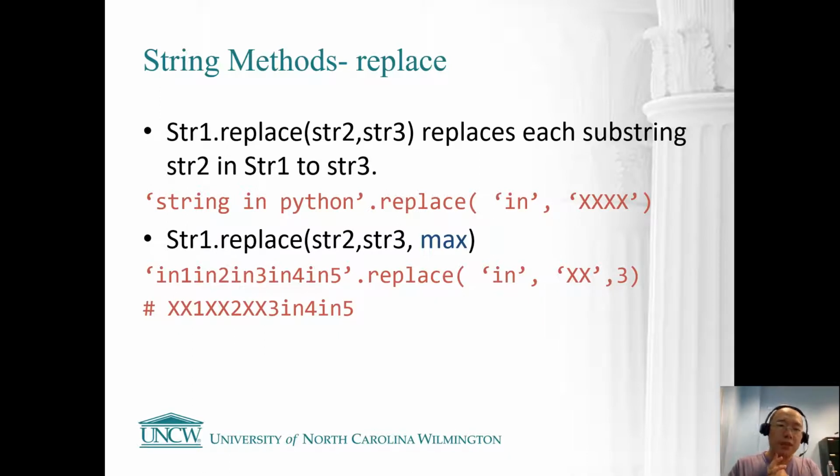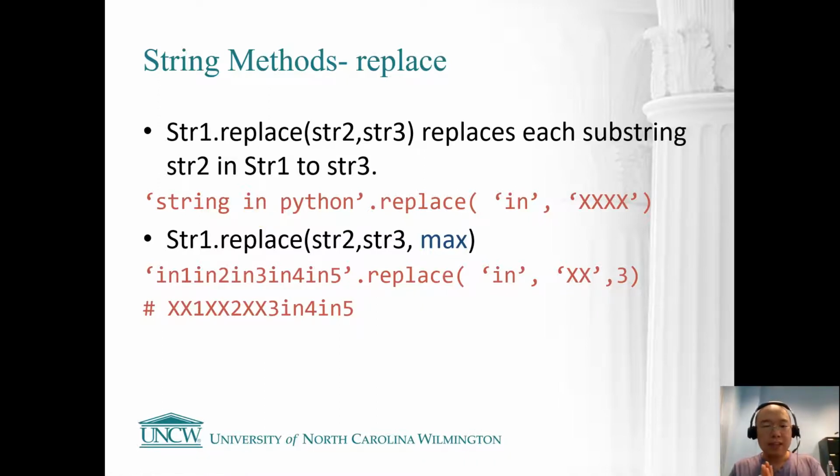Here is a new method we want to talk about, that is replace. So for example, you can replace all the occurrences of a substring using another string. Say for this one, we have a string called "string in Python". That is a string, and I want to replace all the occurrences of "in" with "4 axis". So in this way, this first "in" will be replaced by 4 axis, and then the second "in" will also be replaced by 4 axis.